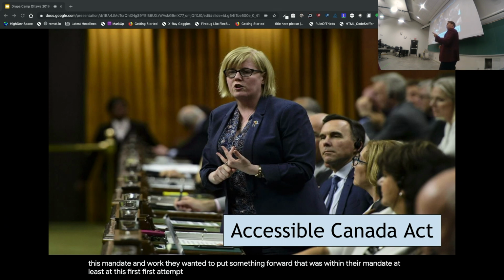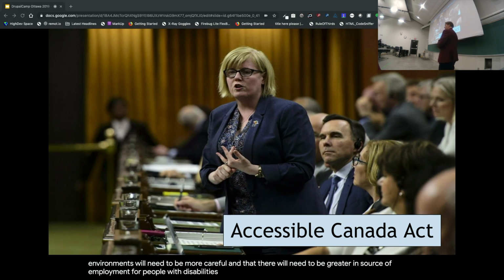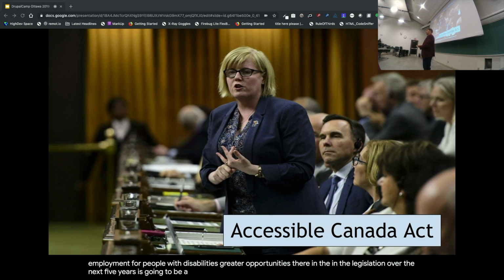So there will be an improvement in the built environments. Built environments will need to be more accessible, and there will need to be greater sources of employment for people with disabilities, greater opportunities. In the legislation over the next 5 years, there's going to be 1,000 people with disabilities hired every year to be brought into the public sector.